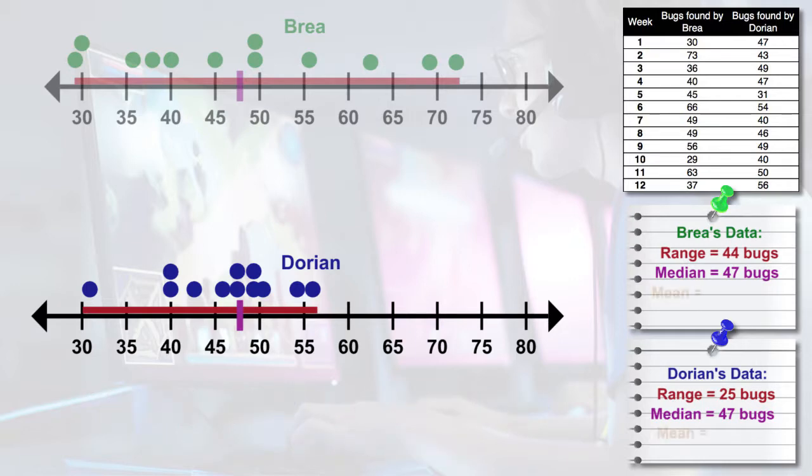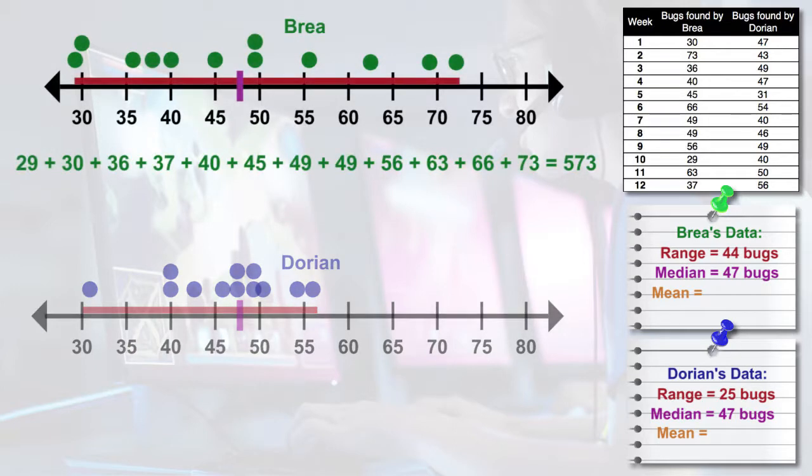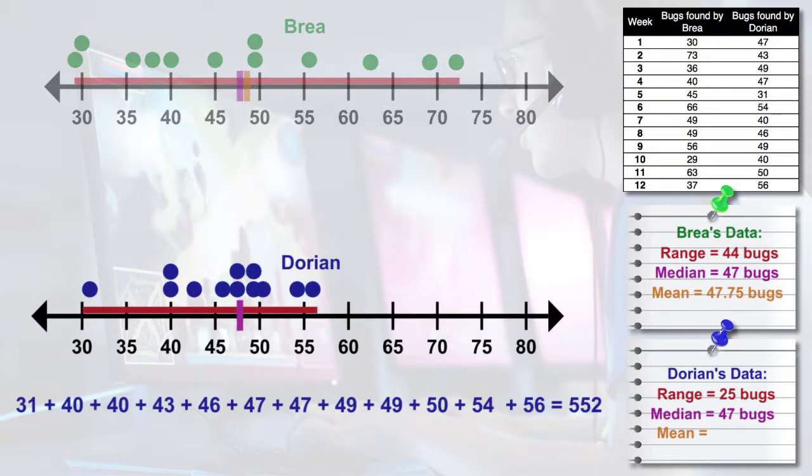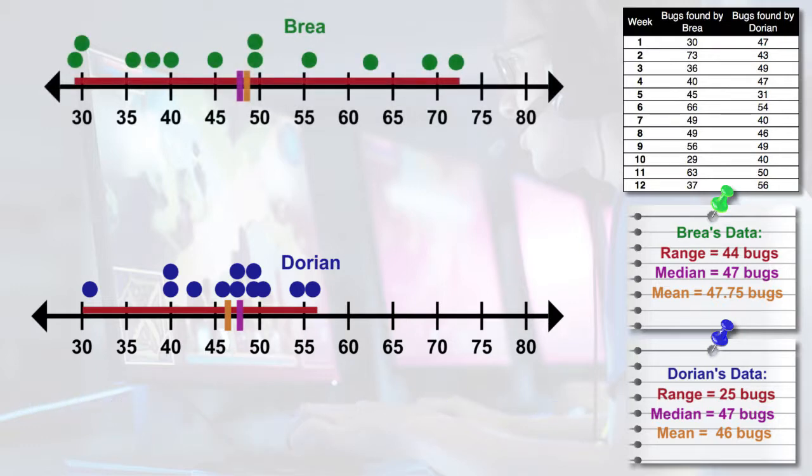Now, let's find the measure of center of each employee's bugs. Let's start finding the mean of Bria's bugs. First, add up all of her bugs, and it equals 573. Then divide by the total number of weeks, 12. The mean or average for Bria is 47 and 75 hundredths. Now, let's find Dorian's mean. Add up all of Dorian's numbers, 552, and then divide by the total number of weeks, 12. The mean for Dorian is 46. If we compare the mean of the 2 employees, Bria has a higher average.